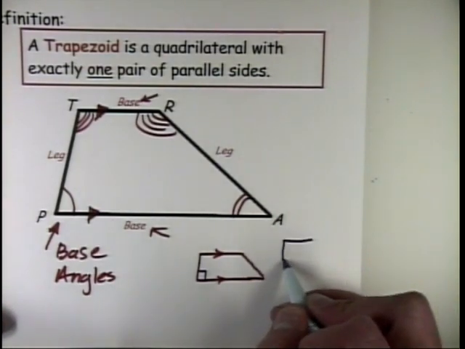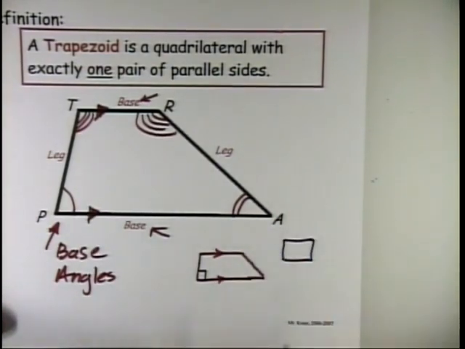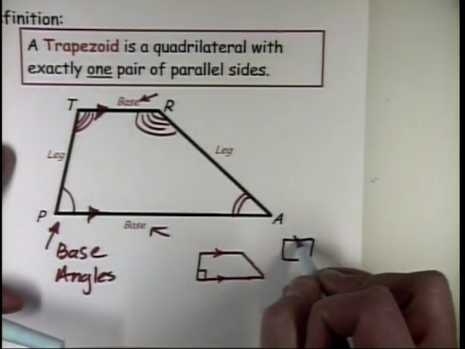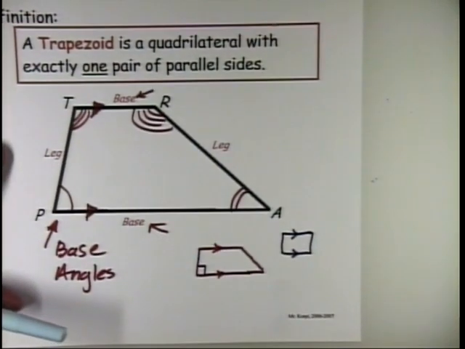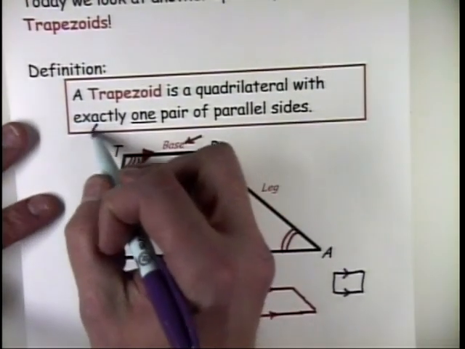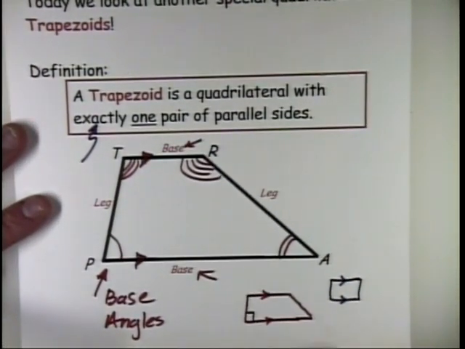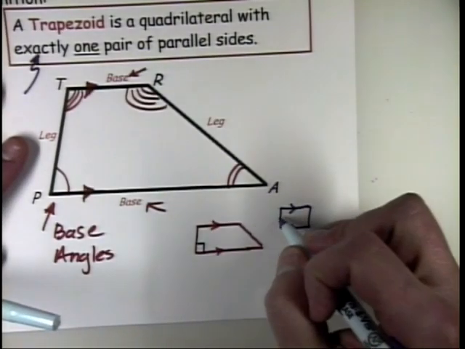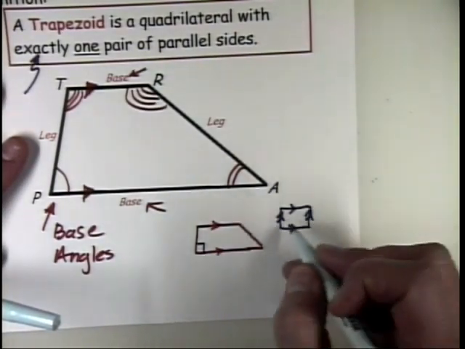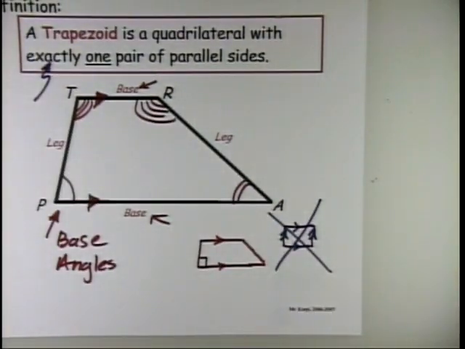Now here's a quick question. Would a square also be a trapezoid? It definitely has one pair of parallel sides, but because of this little word right here in the definition, a trapezoid can have only exactly one pair of parallel sides, and a square, as you remember, has two pairs. So a square, unfortunately, is many things, but a trapezoid, it is not.